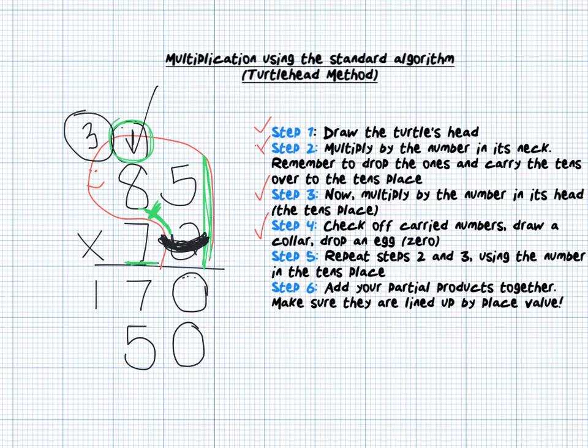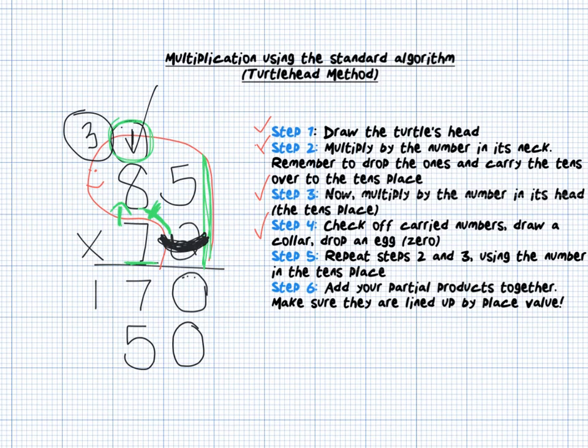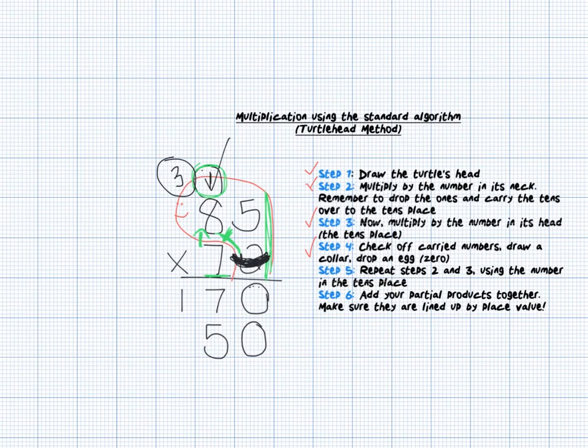Step 3 says now multiply by the number in its head. So again, I'm using my 7 now and I'm multiplying by the number in its head, which is the 8. So 7 times 8 is 56, and then I have to remember to use my number that I regrouped, so I'm going to add that in. So 56 plus 3 is 59. And now I have my partial products. I'm going to check off step 5.